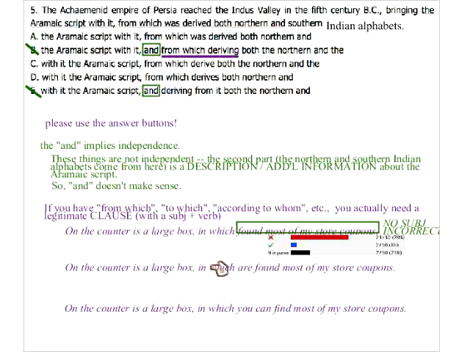What about this one? Green check, red X. "On the counter is a large box in which are found most of my store coupons."